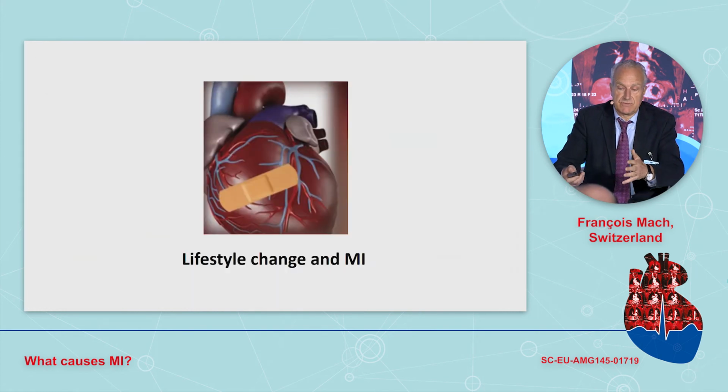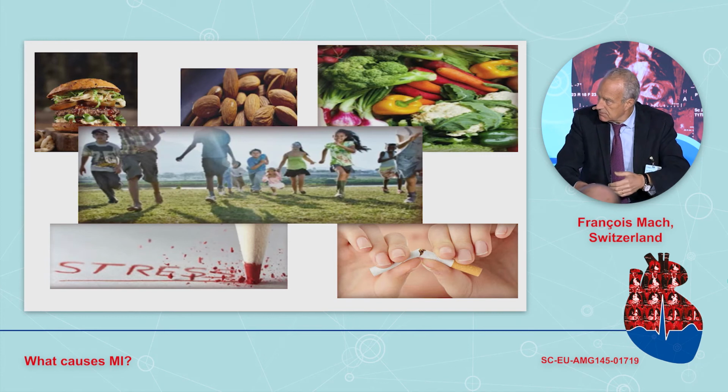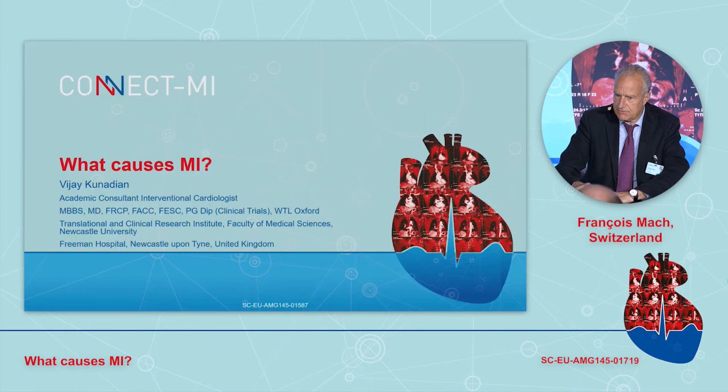So lifestyle, if you want to somehow fix the heart or not go to a bad or damaged heart, obviously this is less stress, a nice or good diet, maybe an Italian diet. I'm trying to get your vote. And doing a normal lifestyle, and prevention should start as early as possible. Thank you for your attention.